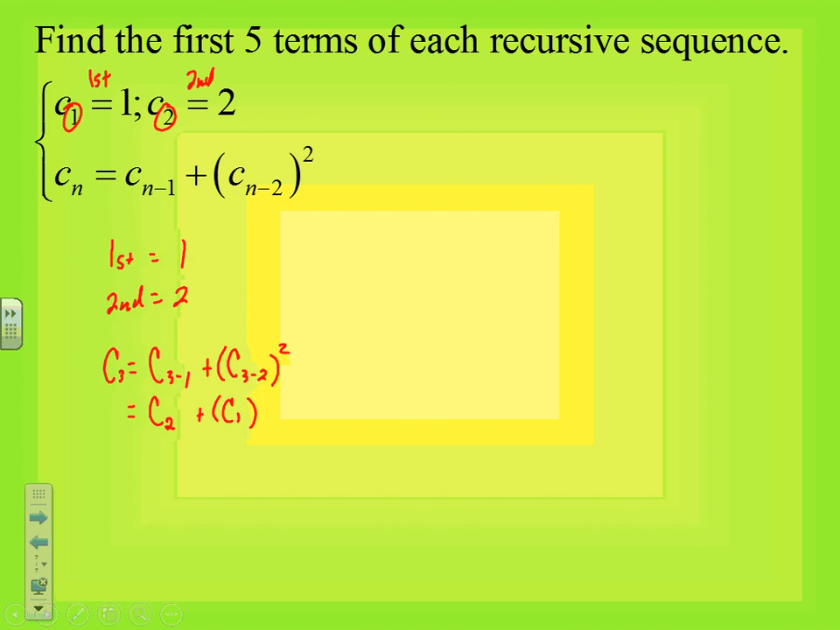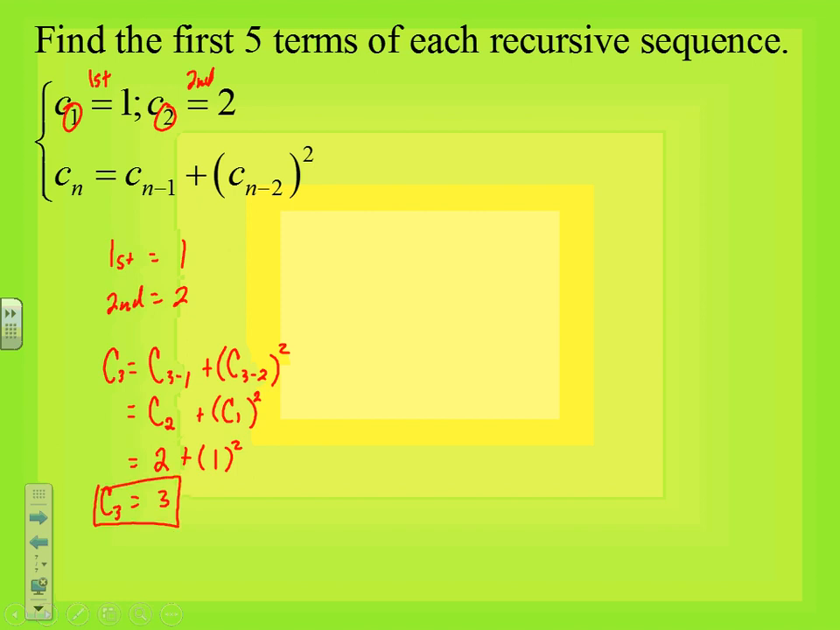So that means we want to know what is the first number, the first term. Well, the second term, again, that was given to us, that's 2, plus the first term, 1 squared. Well, 2 plus 1 squared is 3. So the third term in the sequence is a 3.